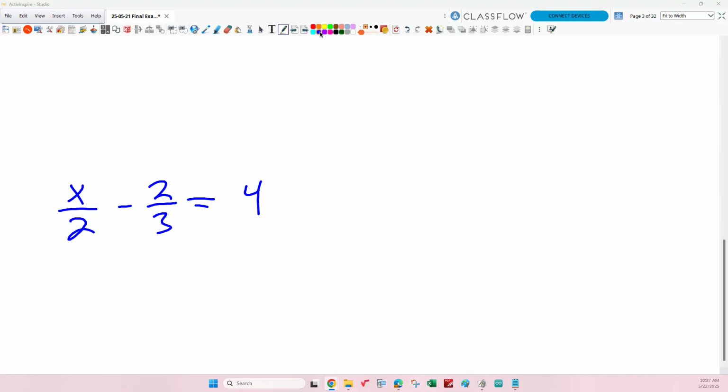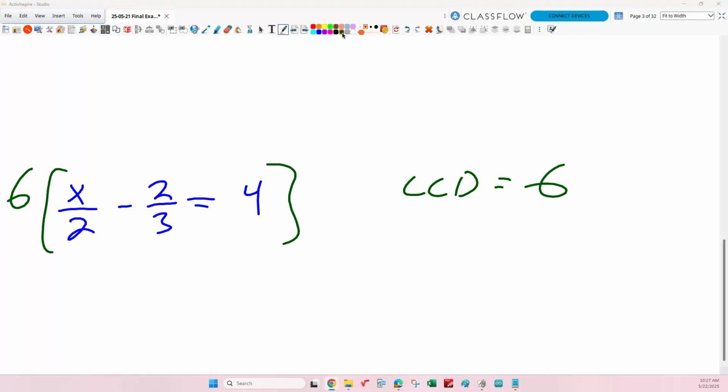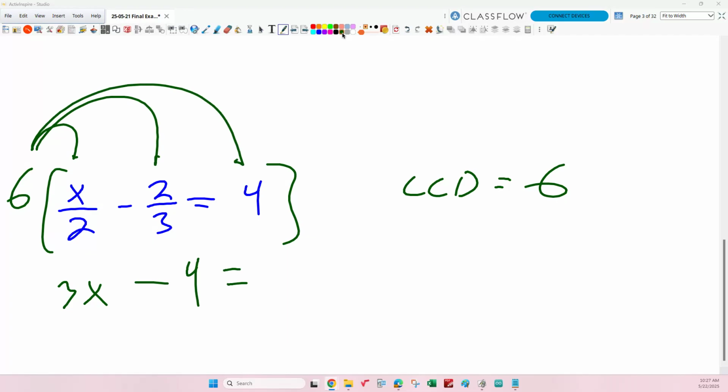Yeah, you cleared the fractions, right? What did you do to clear the fractions? You multiplied by the LCD, exactly. So the LCD in this case is what? 6. So we distributed 6 through the whole thing, and what did that give us? 3x. Hey, what do you know? No denominator. Minus 4 equals. Okay, that's pretty easy, right? Then you have a very simple equation to solve.